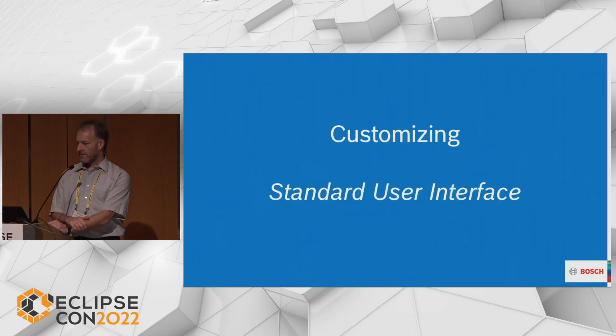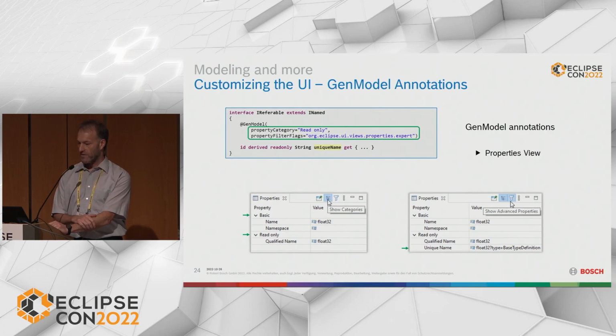The next part is the standard customization. I think that is well known. First of all, you can use the GenModel annotations to influence what code is generated. I have one example here that shows how the properties view can be handled. You can provide some categories. You see here that it has some basic elements and some read-only elements. You can also provide filters, so only if you select these advanced properties, you will see some more complicated parts of the model.